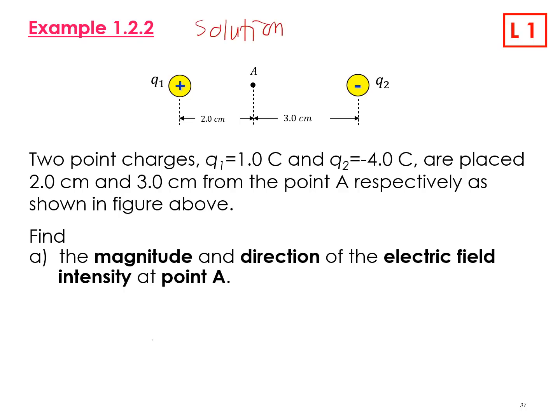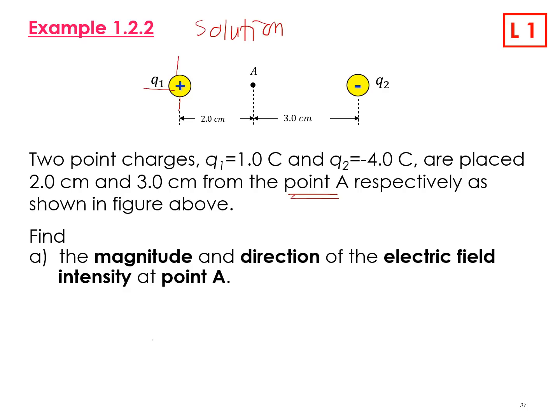Okay, so first, you look at point A in order to determine the direction of the electric field at point A. So meaning here, at point A, we have two electric fields experienced by point A due to point charge Q1 and point charge Q2.